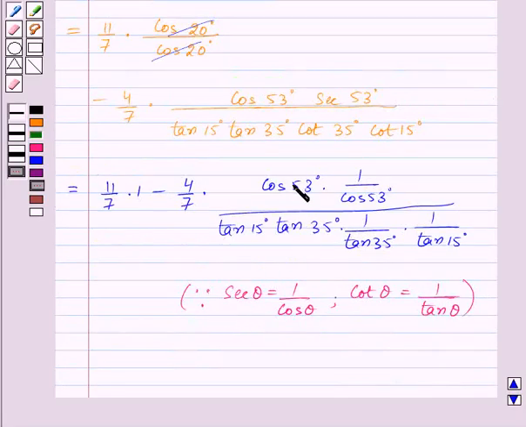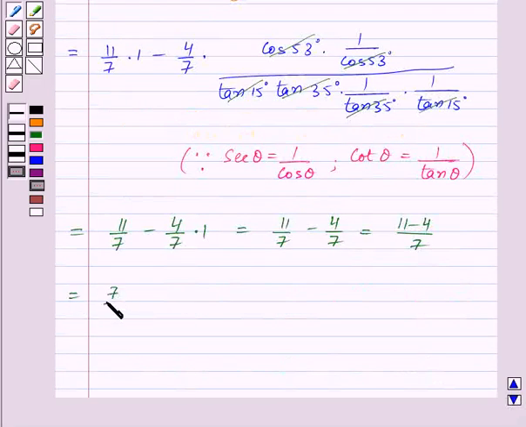So here cos 53 degrees will get cancelled, tan 15 degrees will get cancelled, and tan 35 degrees will also get cancelled. So we are left with 11 upon 7 minus 4 upon 7 into 1, which gives 11 upon 7 minus 4 upon 7, that is 11 minus 4 upon 7, which is equal to 7 upon 7, that is 1. So, 1 is the required answer to this question.